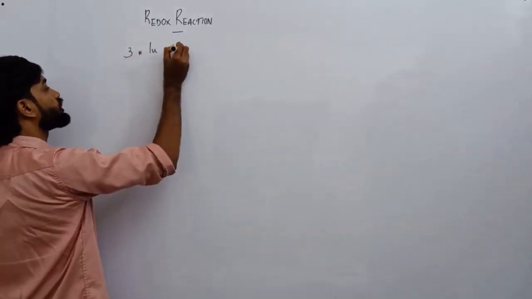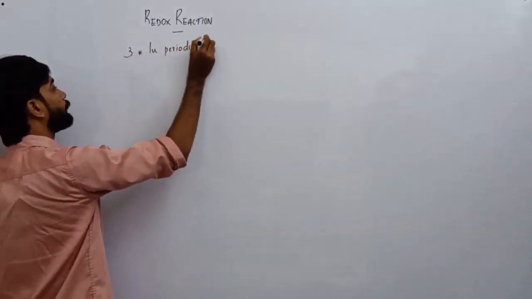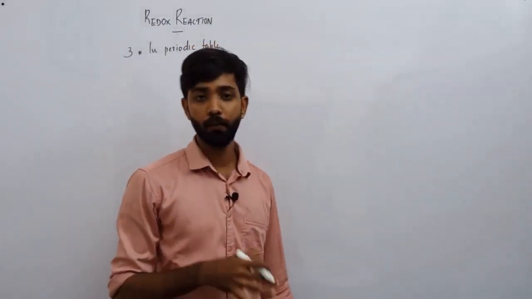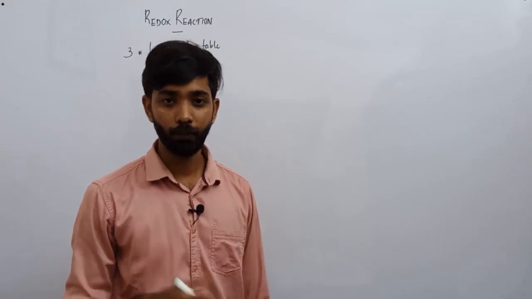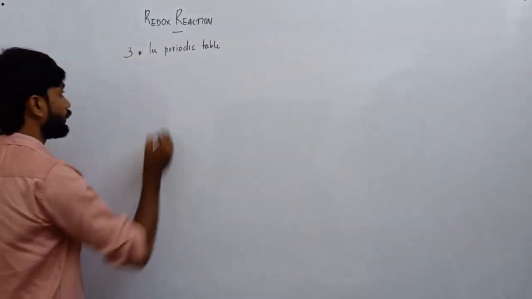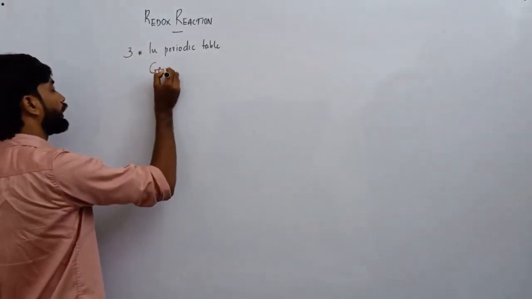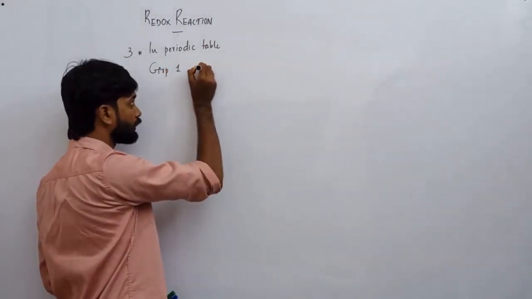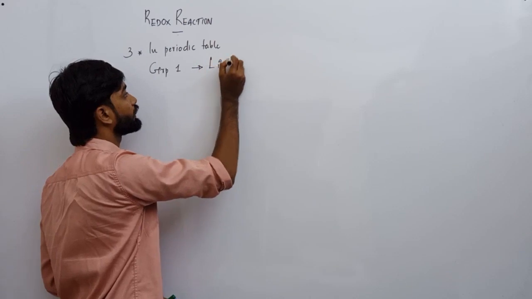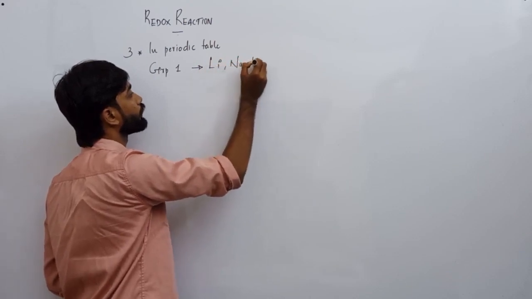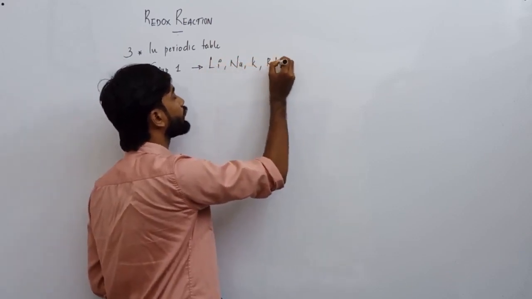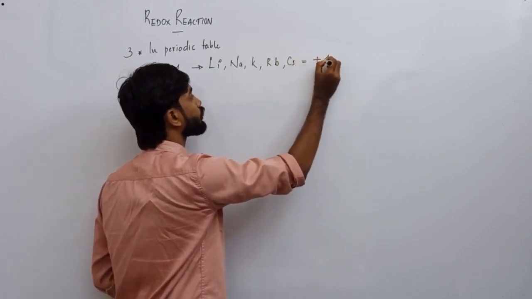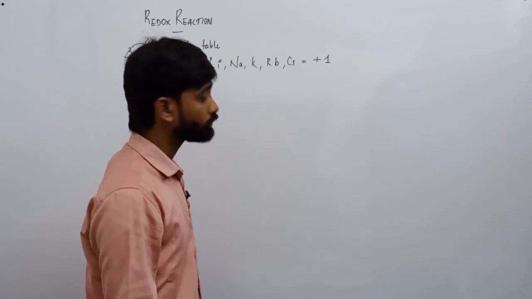In the periodic table, you should have some kind of idea about the oxidation state. In the periodic table, we have group 1, the alkali metals. The elements are lithium, sodium, potassium, rubidium, cesium, and they all show a +1 oxidation state always.